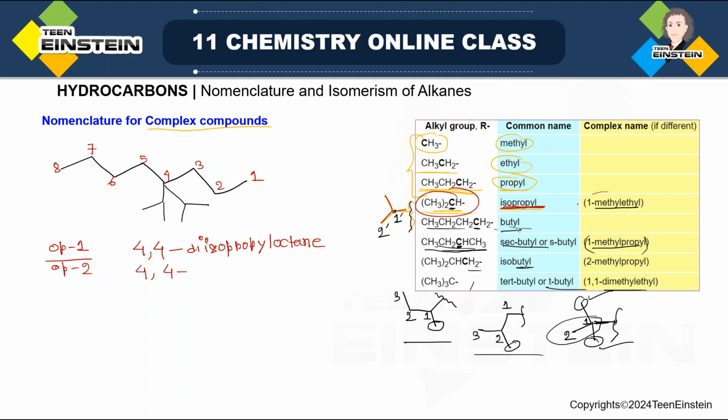Now we will use this term 1-methyl ethyl. So within bracket we will write 1-methyl ethyl. But now we cannot use di. You have to write bis. Fine. So remember, when we are using it within bracket, we can't use di. Now it will be bis, and then ending is as usual. It will be ending with octane. Now we'll go to the second example.